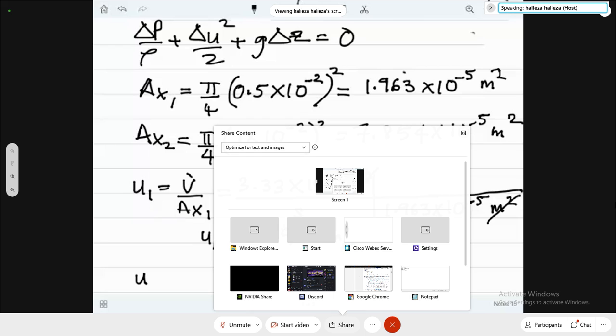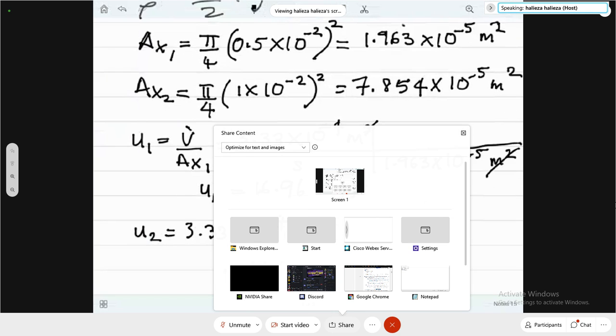So you do the same thing for location 2, the same volumetric flow rate, except that now your diameter is changed, so your cross-sectional area is going to be different. That's at location 2. Meter cubic per second divided by meter square, you cancel that, you end up with meter per second. I'm sure we got this value, 4.24 meter per second, the same as the textbook. That's how you calculate your velocity.